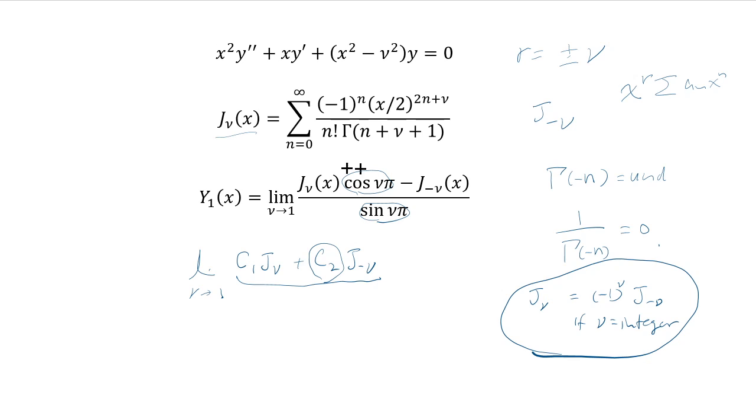The overall top actually becomes 0 as well as you send nu to an integer, because sine nu pi, where nu is an integer, is exactly this one. So this guarantees that the type is 0 over 0, so you can use L'Hopital's rule, and when you differentiate using L'Hopital's, you end up seeing these logarithmic terms appearing. And that's how you get the second solution.